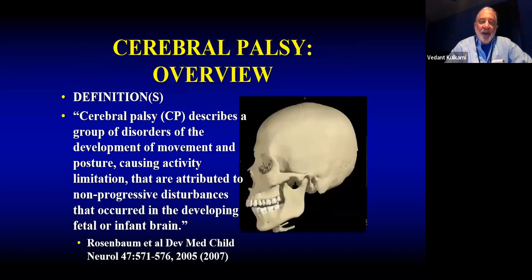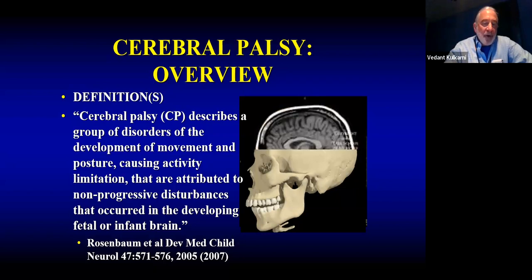So let's begin with a definition. The modern definition of CP goes back to the end of World War II with the founding of the American Academy of Cerebral Palsy and Developmental Medicine. This definition has been modified over the years, and the last significant modification was in 2007. And I would imagine there'll be another one in the next few years, primarily because of the impact of genomic analysis in children with CP. Anyway, our classic definition of CP is that it describes a group of disorders of the development of movement and posture causing activity limitation that are attributed to non-progressive disturbances that occurred in the developing fetal or infant brain.